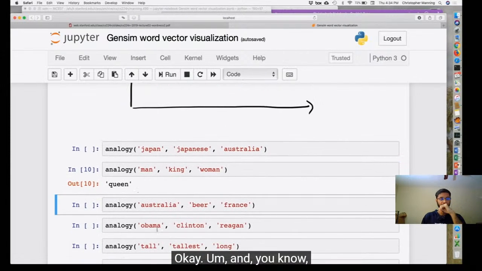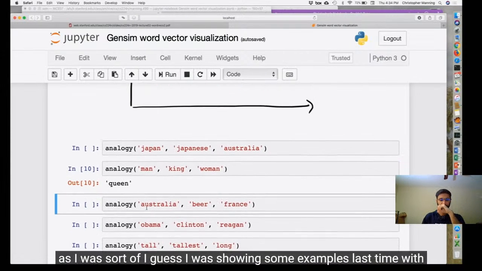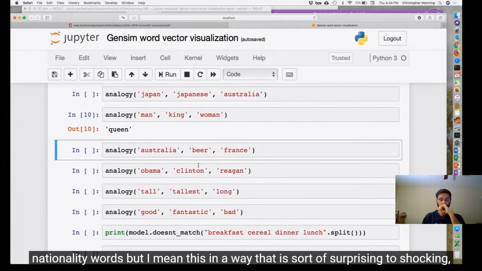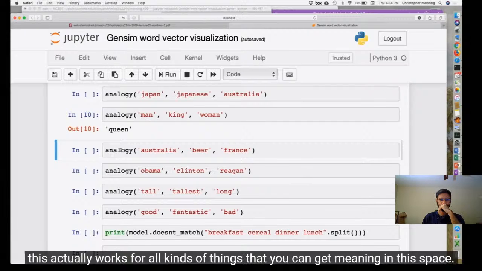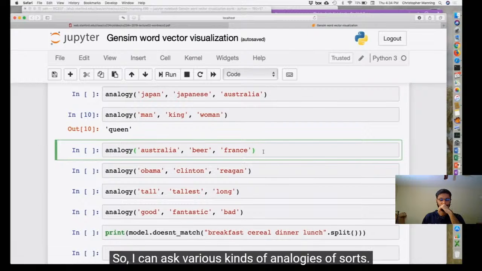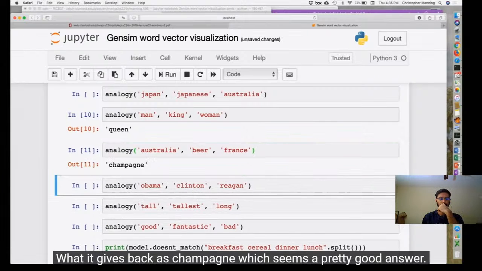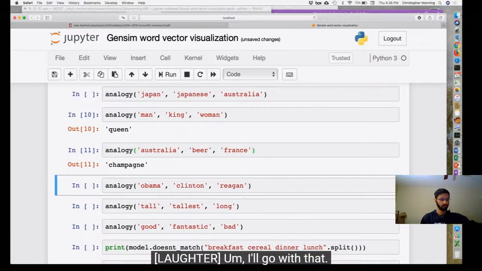Ooh, okay. And, you know, I guess I was showing some examples last time with nationality words. But I mean, in a way that is sort of surprising to shocking, this actually works for all kinds of things that you can get meaning in this space. So I can ask various kinds of analogies of looser sorts. I can say Australia is to beer as France is to wine. You might think wine. What it gives back is champagne, which seems a pretty good answer. I'll go with that.